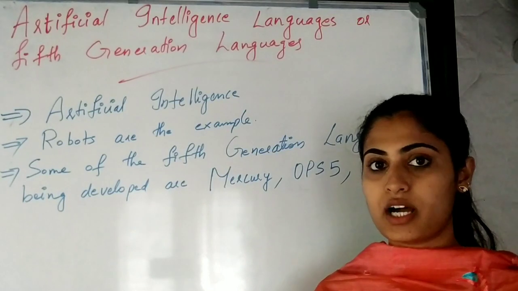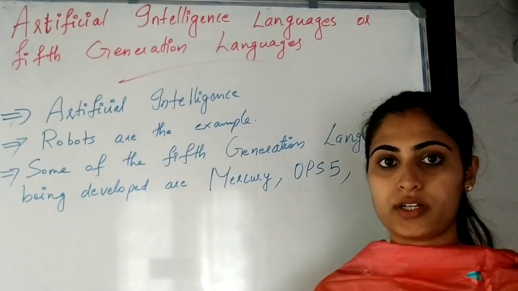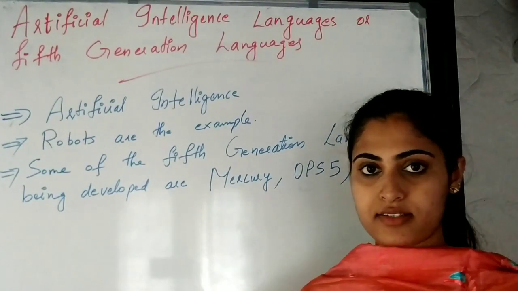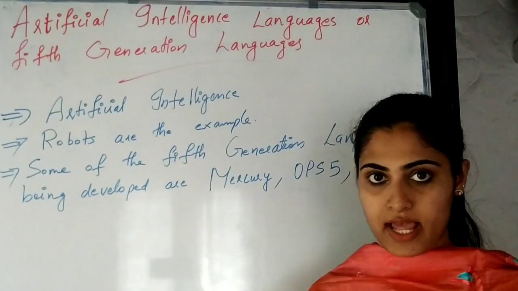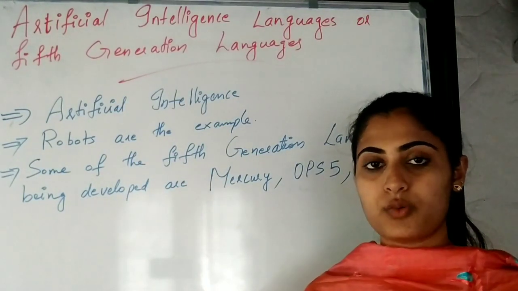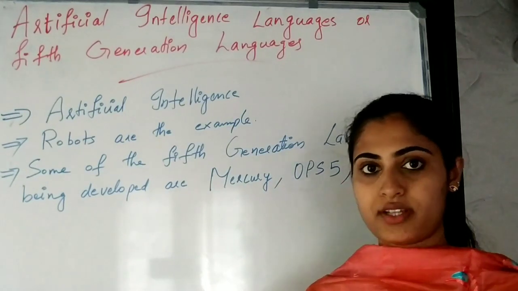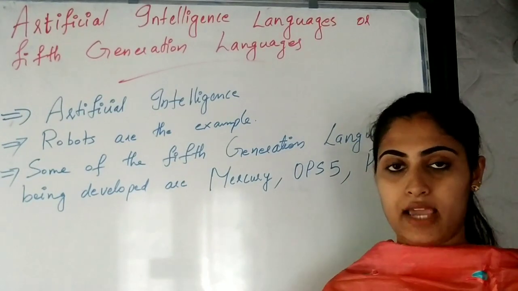And with this we come to the end of the computer languages. There are four categories of computer languages. First one was low level language, second one was high level language, third one was fourth generation languages, and last one was fifth generation languages. Okay.